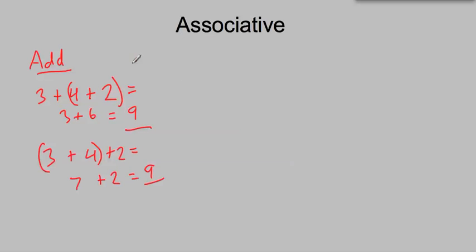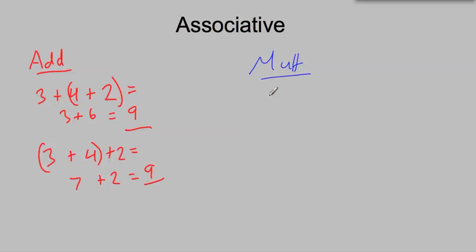So I could change what numbers are associating together first, and then here 4 and 2 associate first, and then we add 3. And here 3 and 4 associate, they add first, and then we add 2. But we still get the same number. Addition is associative. Now let's look at multiplication.